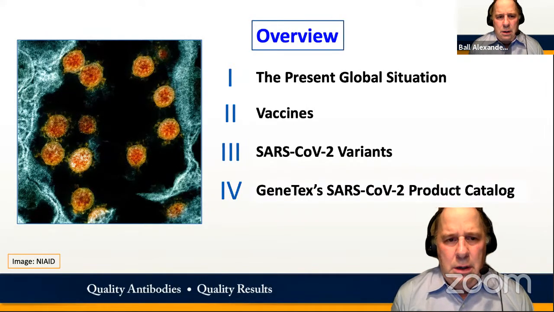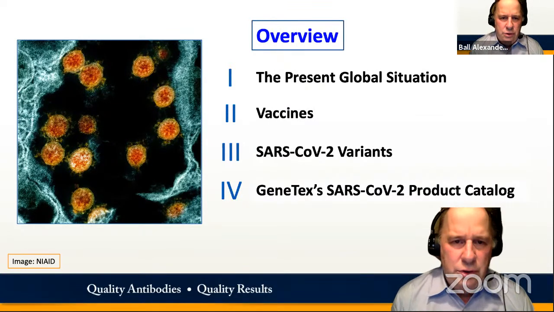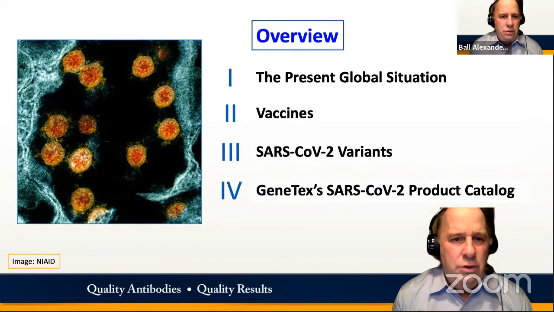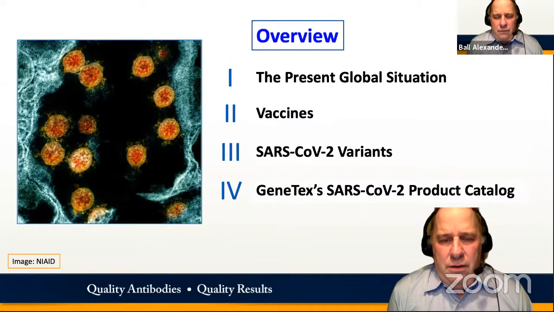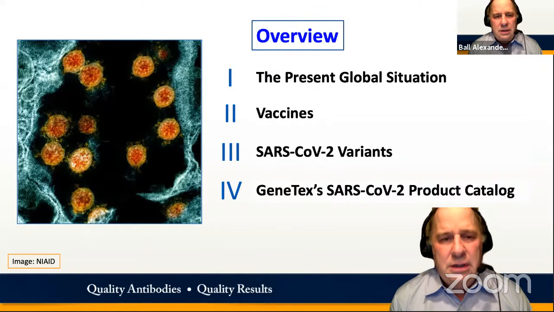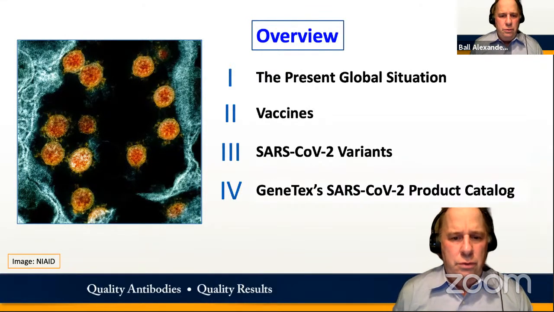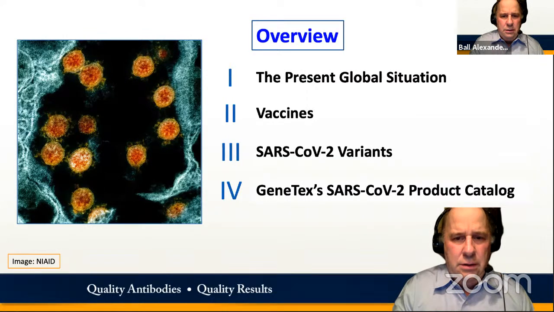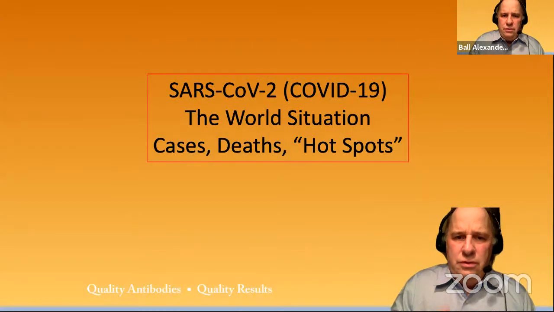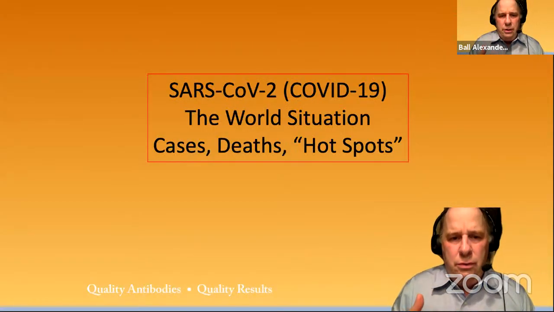And then after we talk about variants, for those of you who wish to stay, and I greatly appreciate people taking their Saturday morning to listen to me today, for the 4th section, we'll talk about GeneTex's SARS-CoV-2 product catalog for those of you interested in pursuing research against this virus. So the first thing is talking about the world situation.